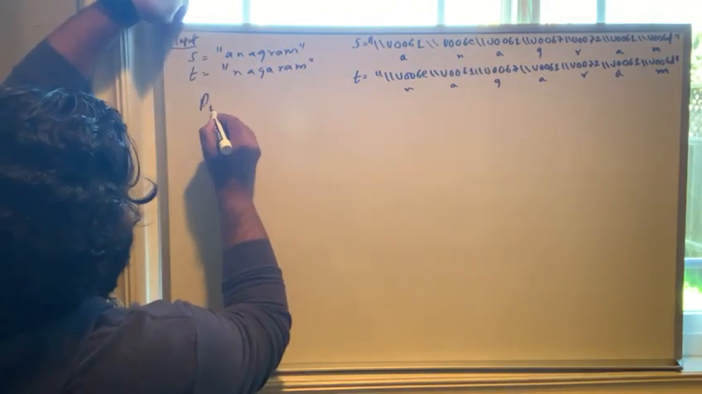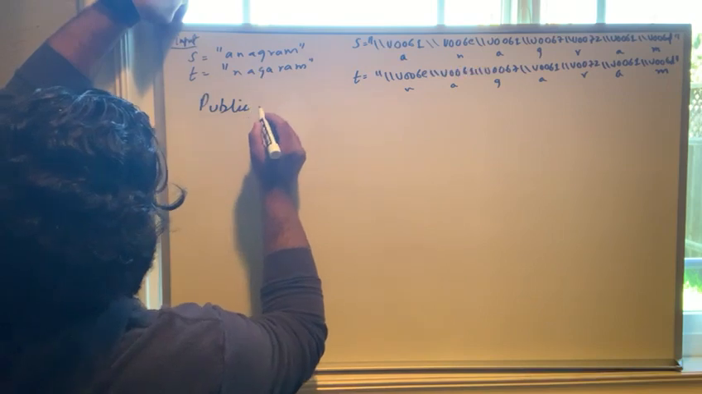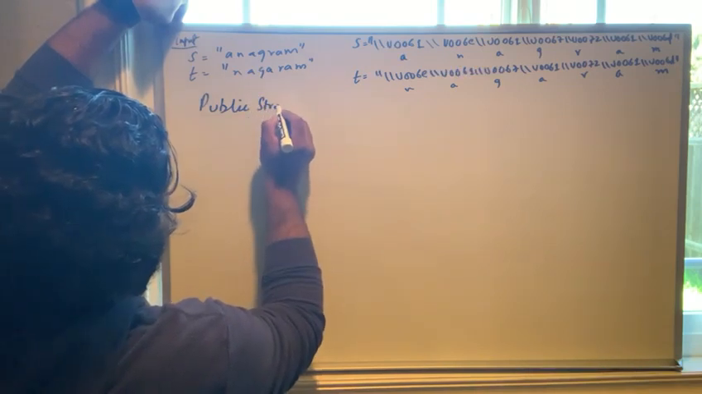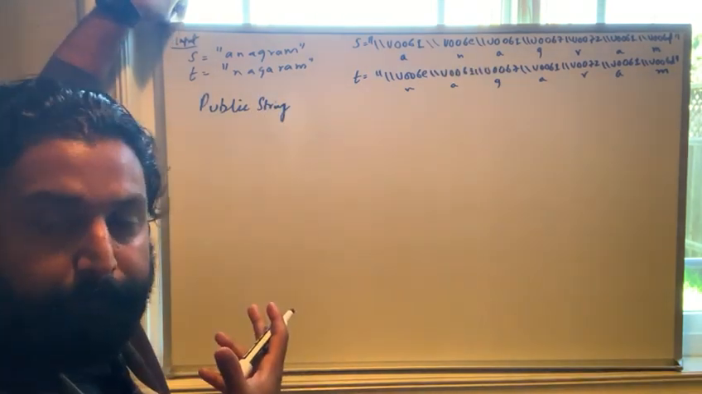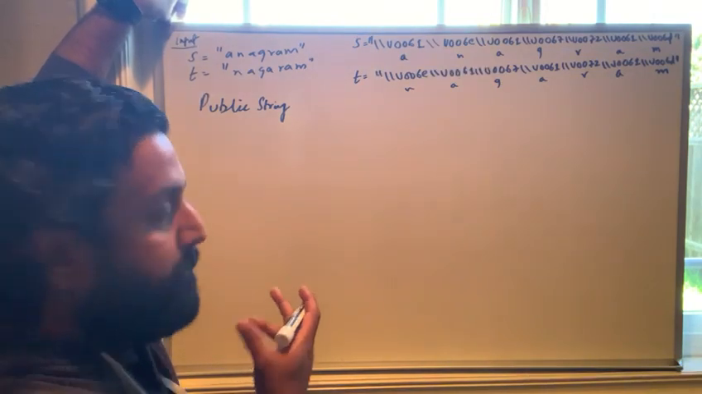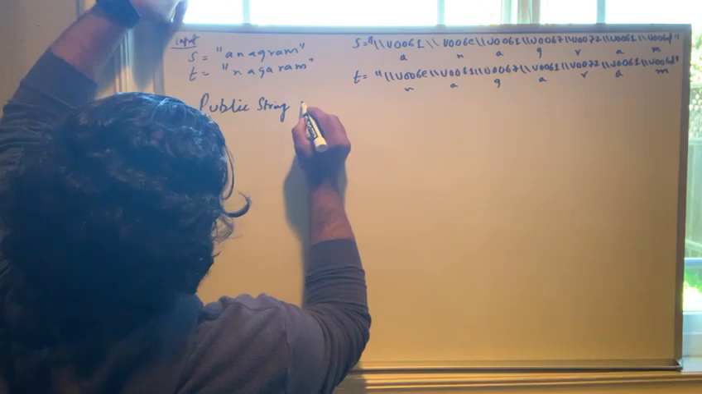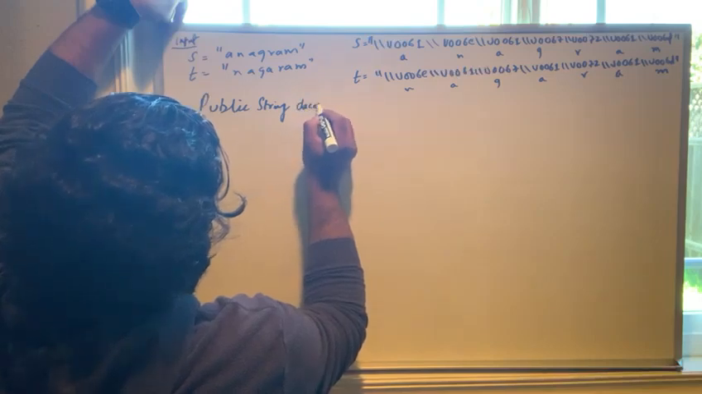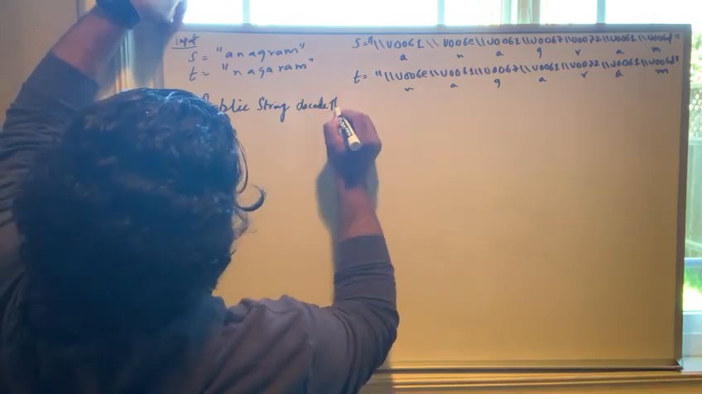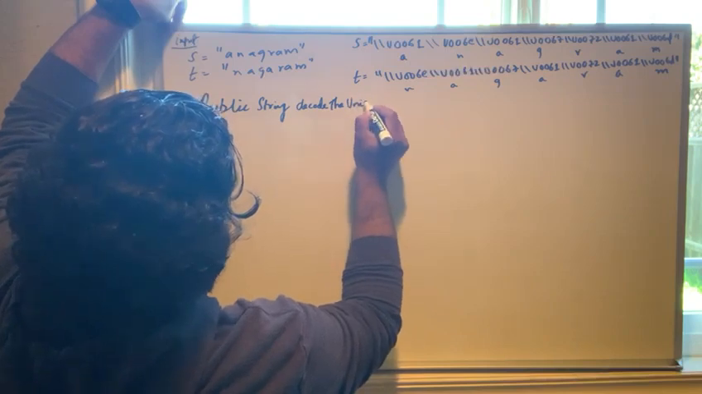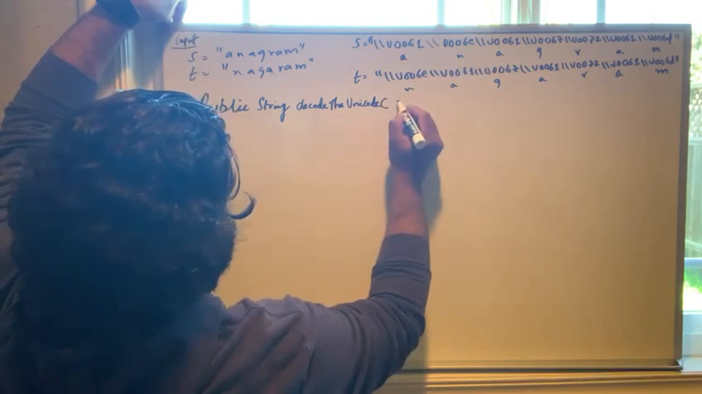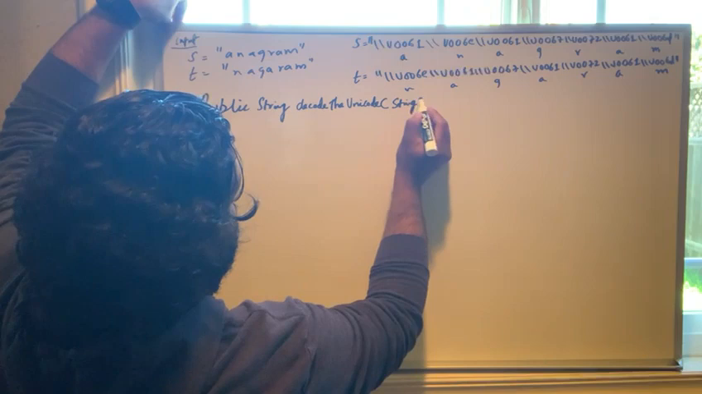So let us define a function, public string. It is going to return a string. Let us name it decodeTheUnicode. It takes in a string input.